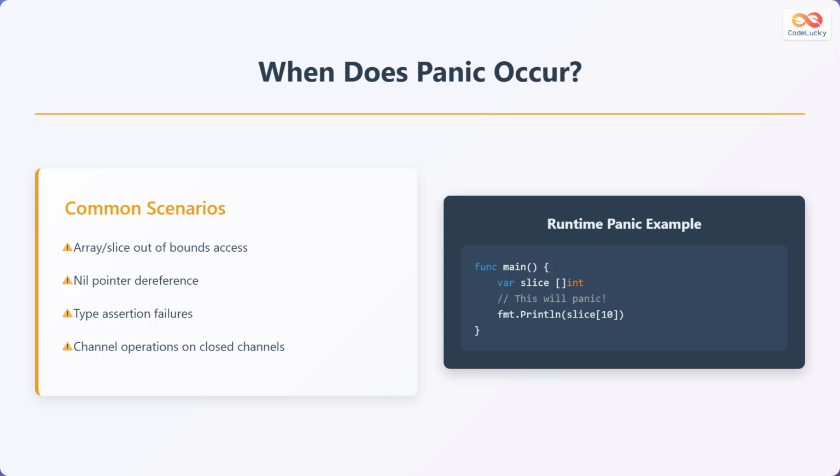Here's an example of a runtime panic. We define a main function that declares a slice of integers. When we try to print the element at index 10 of the slice, it will cause a panic because the index is out of bounds.